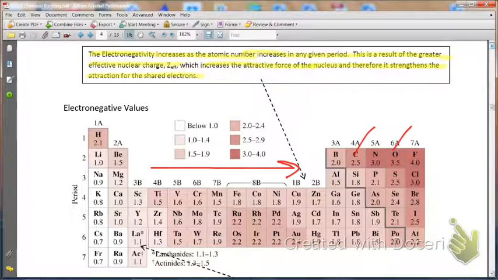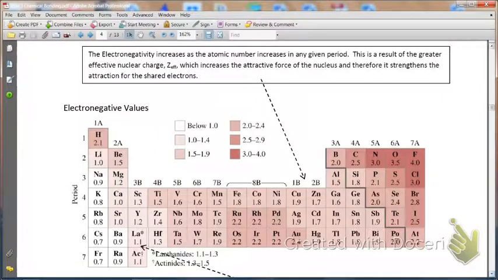Well, it's simply because oxygen has a greater effective nuclear charge. It has more protons in the nucleus. So oxygen is going to attract bonding electrons with a greater strength than carbon will. All right? So now let's look at the trend as we go down the periodic table within a group.